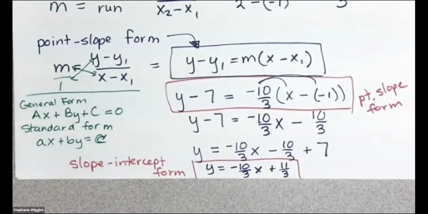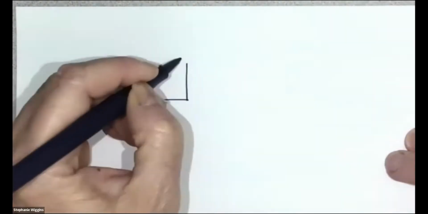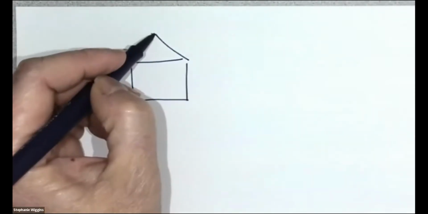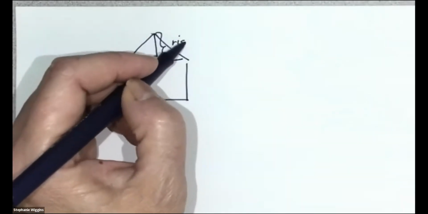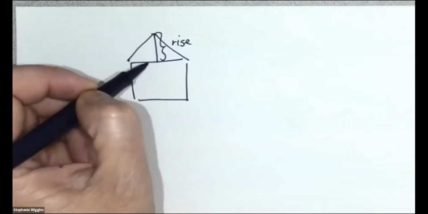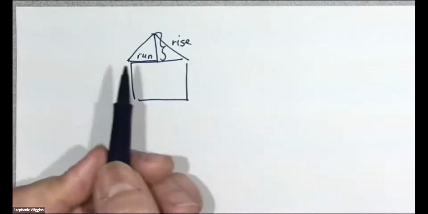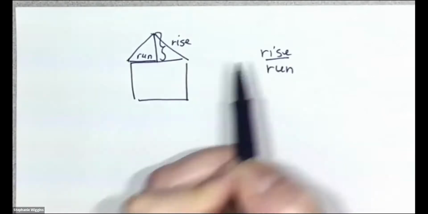Oh, by the way, when we're talking about slope, just so you conceptually have a good idea of slope, think of a house. A house has a roof, let's say. The pitch of the roof would be the slope. If you think about it, it would be the rise of the roof, the height, divided by what we call the run. So the slope is the rise over the run.